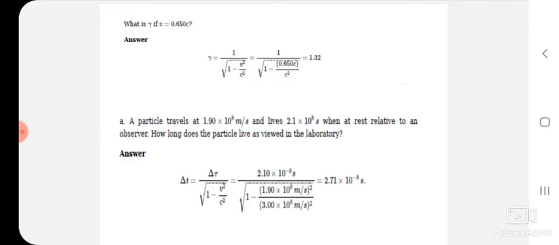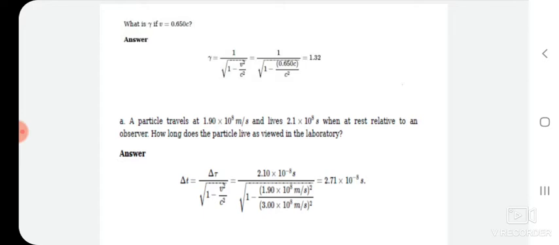Next, such kind of problem they will ask as a multiple choice question also. A particle travels, next problem, a particle travels at 1.90 into 10 to the power of 8 meter per second and lives 2.1 into 10 to the power of minus 8 second when at rest relative to an observer. How long does the particle live as viewed in the laboratory? It means I want to find out the time interval.